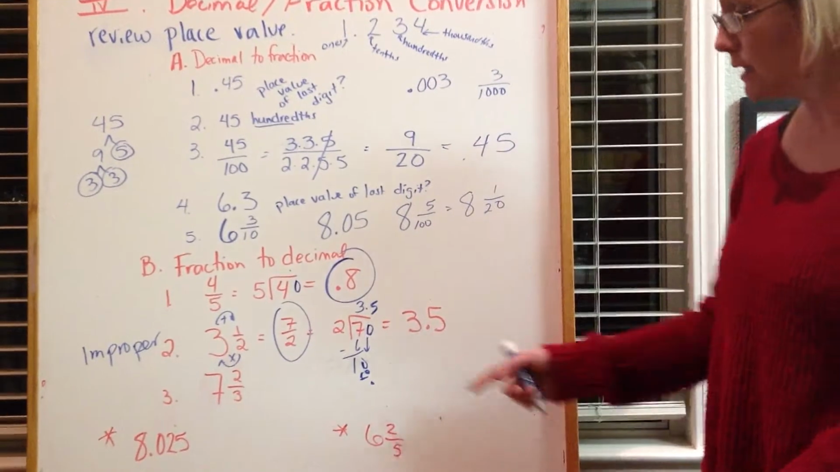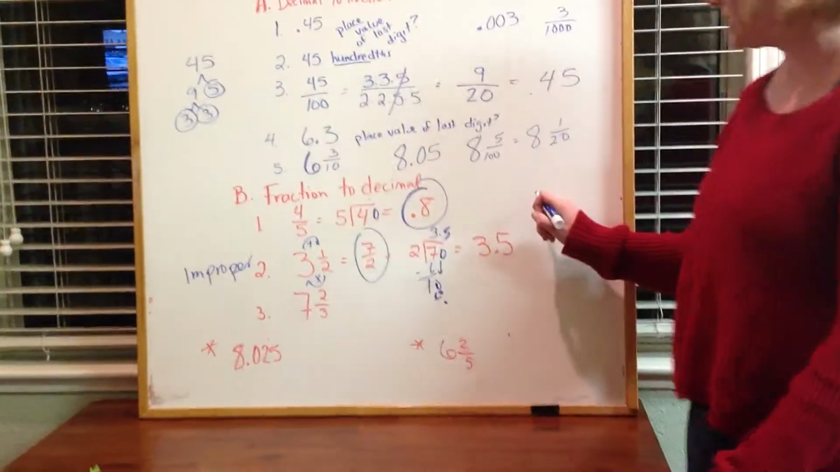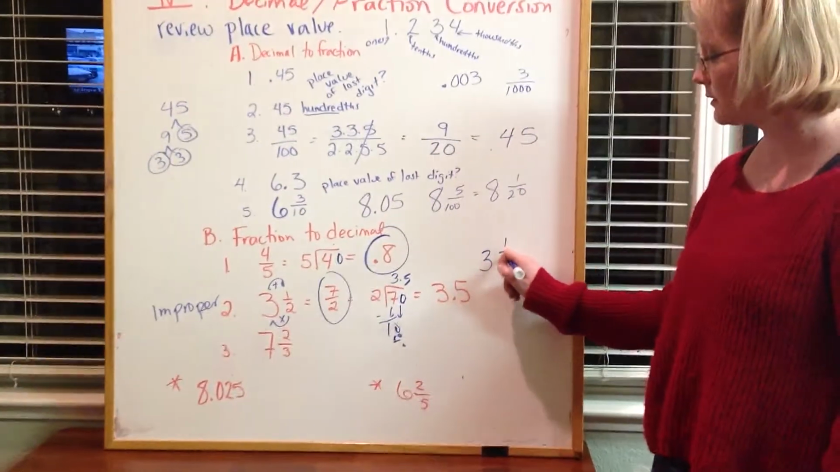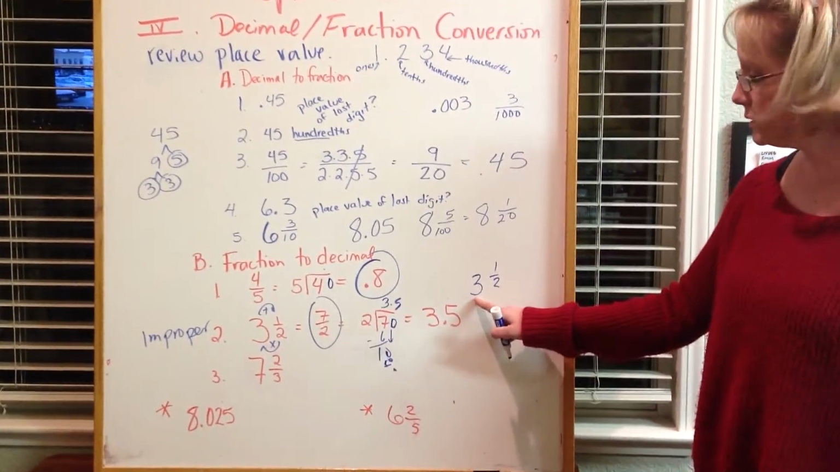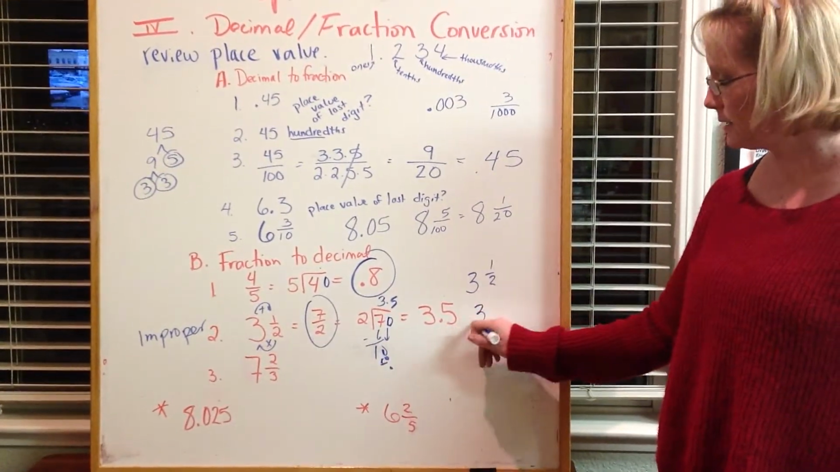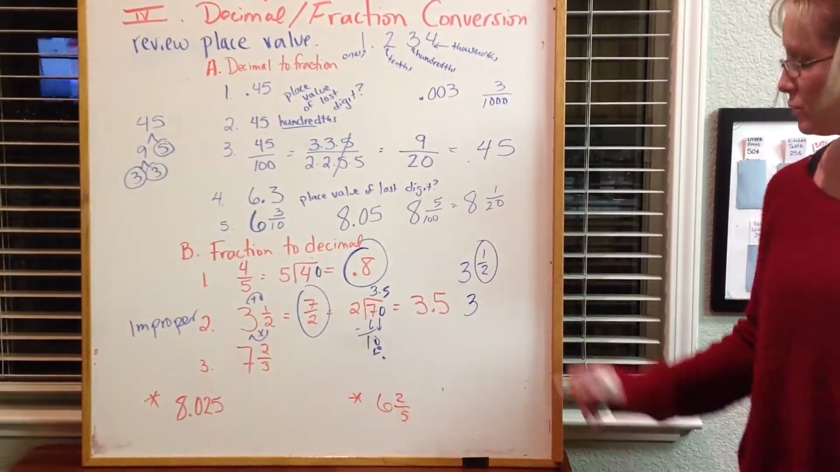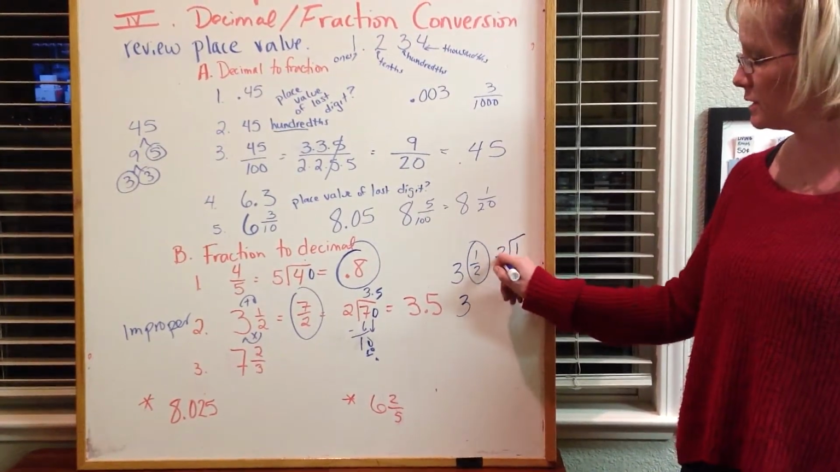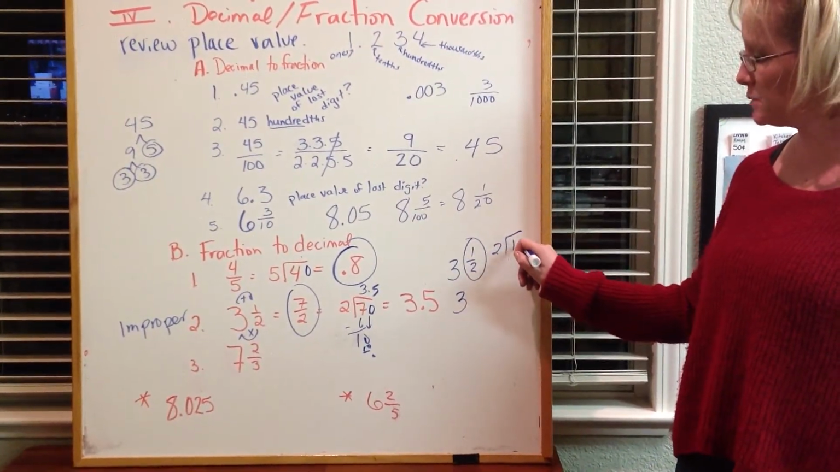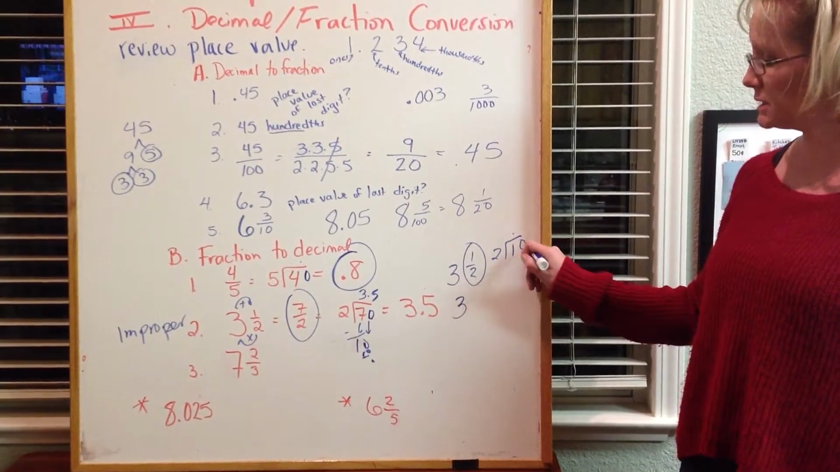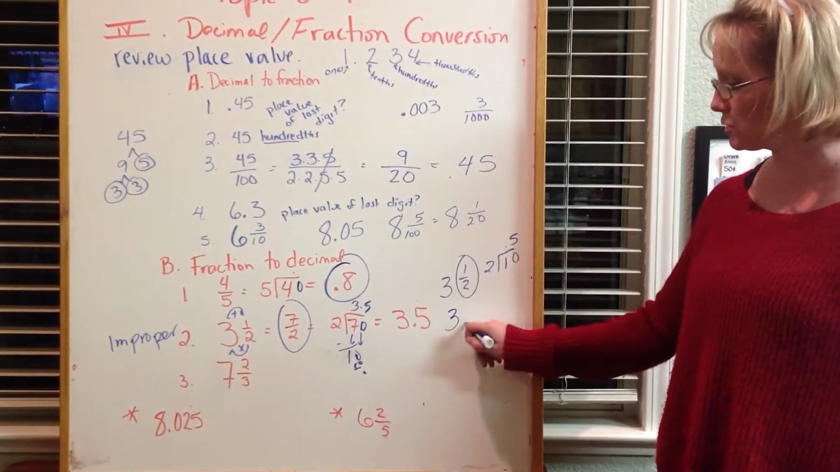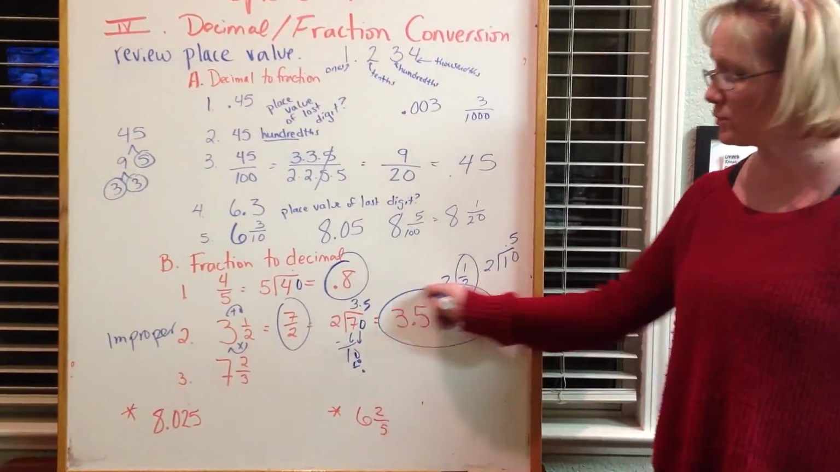Another way of doing it is, here we have 3 1/2. It's just rewriting the whole number like before, 3, and then finding the decimal form of 1/2, or 1 divided by 2. 2 goes into 1 0 times, so we add a decimal and a 0. 2 goes into 10 5 times, so 0.5, so 3.5. It's the same answer, either way.